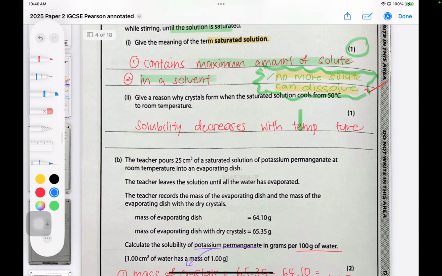Next, we'll look into question 2. Give a reason why the crystals form when the saturated solution cools from 50 degrees Celsius to room temperature. We will always assume room temperature as 25 degrees Celsius. So what happens when the temperature drops? The solubility would drop with temperature. So basically, as temperature decreases, solubility decreases as well.